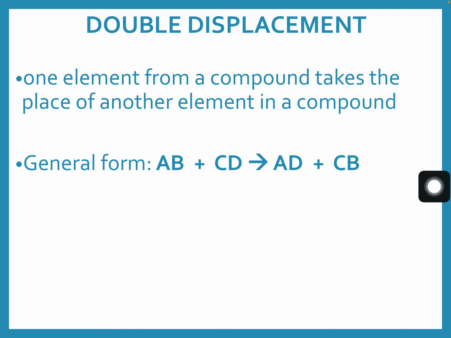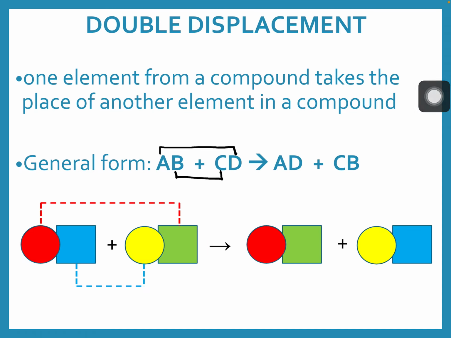Here it's important that whatever comes first stays first. A is going to pair with D, and then C is going to pair with B. C was written first here, and it's written first here as well. A was also written first, and B and D are written second. So we're going to continue to pair those like that. Here's a visual representation: the circle replaces the other circle, and the squares switch partners.